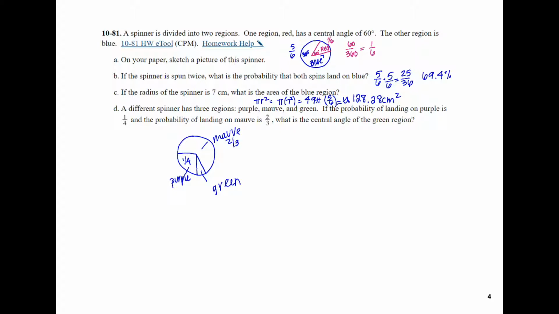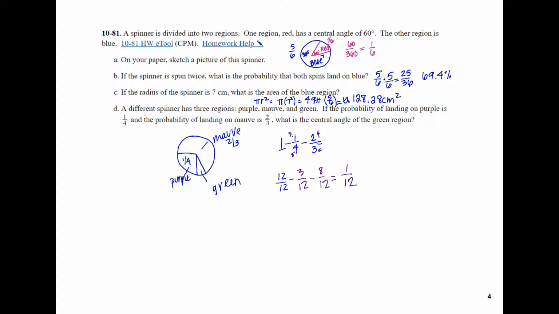Well, to figure out what portion of our spinner is the green region, we want to take our whole spinner, we want to subtract 1/4, which represents the purple area. We want to subtract 2/3, which represents our mauve area, which after we find a common denominator and combine all of our like terms, so our common denominator would be 12, so we have 12 over 12, multiply numerator and denominator by 3, so minus 3 over 12 minus 8 over 12 gives us 1/12.